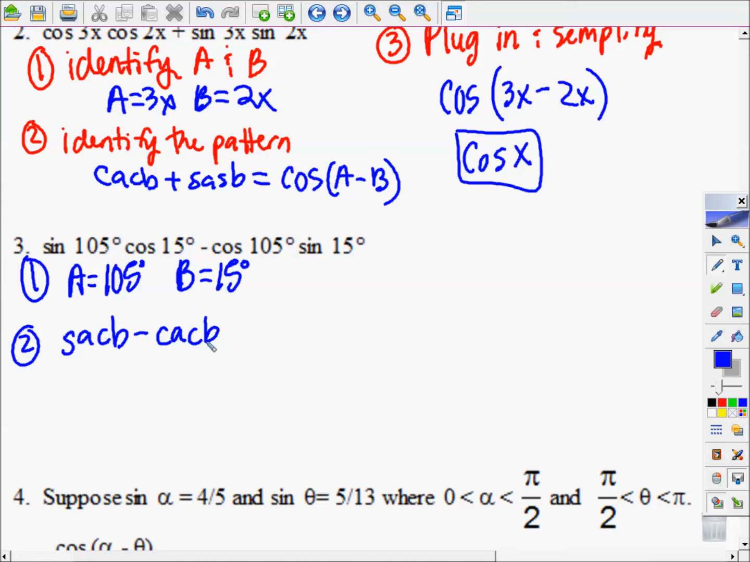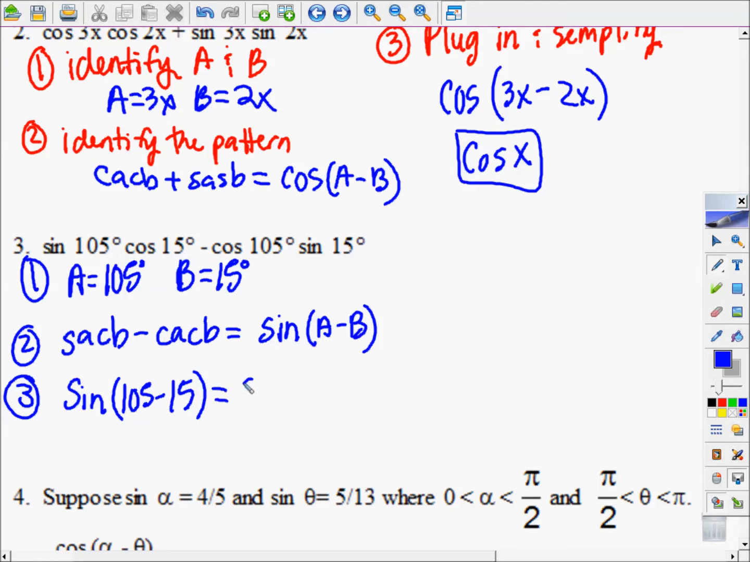So I have sine of A times cosine of B, cosine of A times sine of B. So which rule is that? It's the second one. That's sine of A minus B equals. Write down our pattern. Step 3 is what? What's A? 105 degrees. B? Simplify that too. And what's the sine of 90? 1.